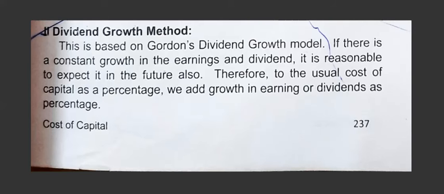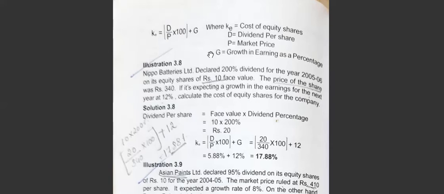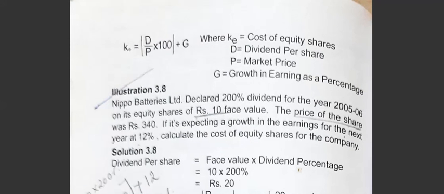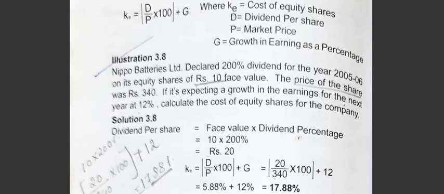Now see the formula to calculate the dividend growth method. Very simple formula: Ke equals D divided by P into 100 plus G. D is dividend, P refers to market price, and G refers to growth rate. Very simple. All the information will be given in the problem. Market price will be given. You have to use the information and calculate.